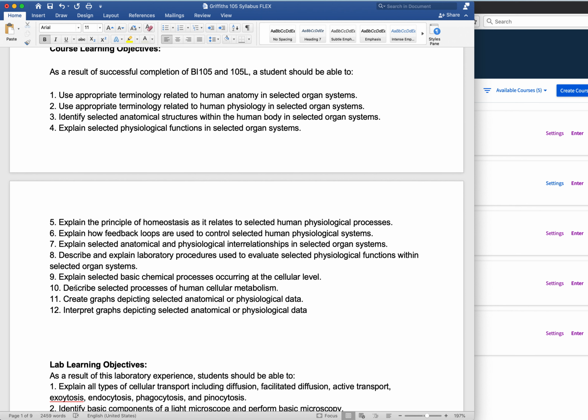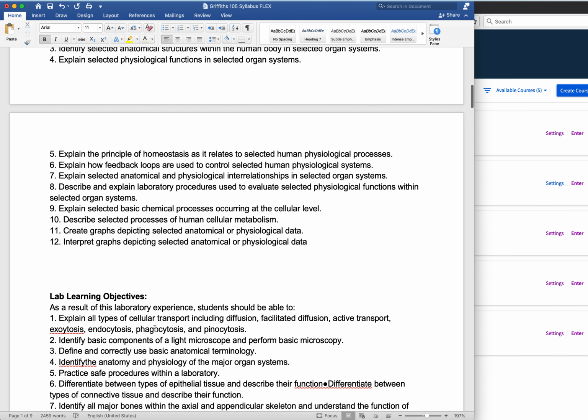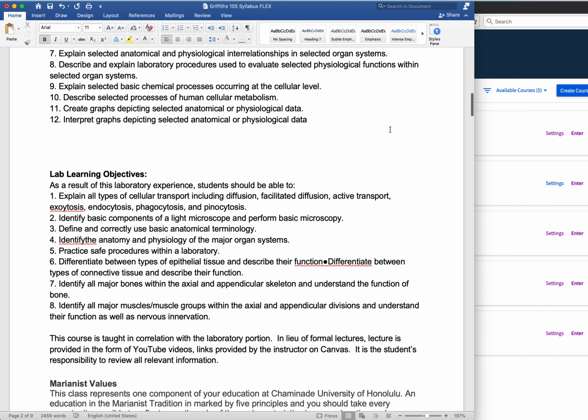And then I'd also expect that through the lab section, at least, you'll be able to create and interpret graphical depictions of physiological data. Okay, and so here are some of the lab learning objectives. Don't worry, you'll get your own little lab introductory video. But this is going to talk about many things that we'll be covering in the lab, including cellular transport, basic microscopy. Of course, anatomical terminology is something we'll be working on both in class and in lab.